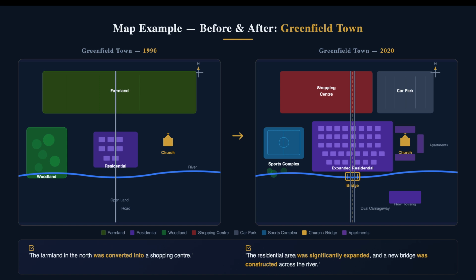So the color code down there, I think it's important for you to clearly identify the color code for each place. So as I stated earlier, dark green was farmland, purple is residential, woodland is green, red is shopping center, gray is car park, blue is sports complex, then yellow is church and bridge, then another purple is apartments. So you can see the example, okay?